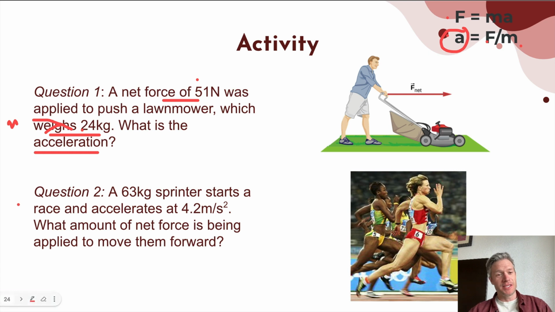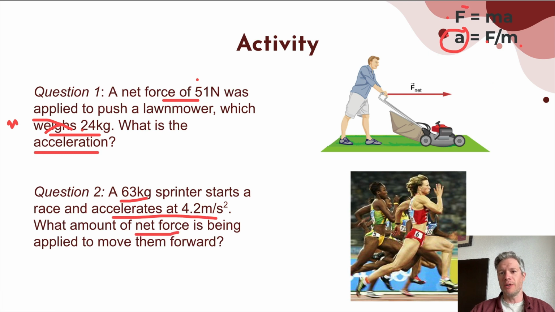Great. Okay, so we'll take a look at this. What are our knowns? What is our unknown? How do we get there? Well, we have the mass of our sprinter, and we have the acceleration that they're accelerating at, okay? And then it's asking what the net force is.